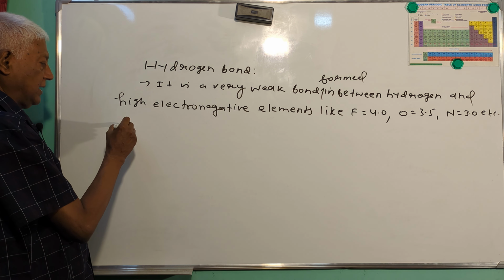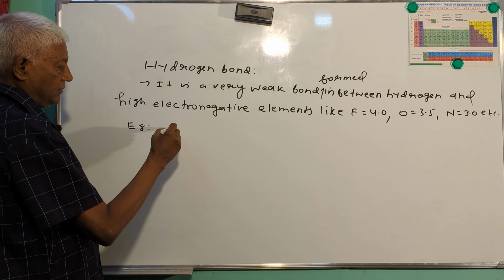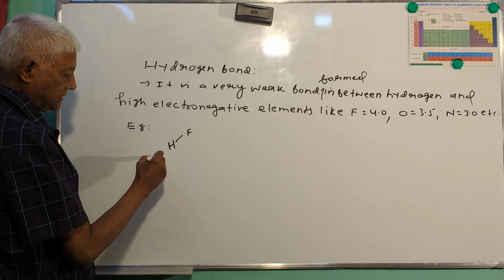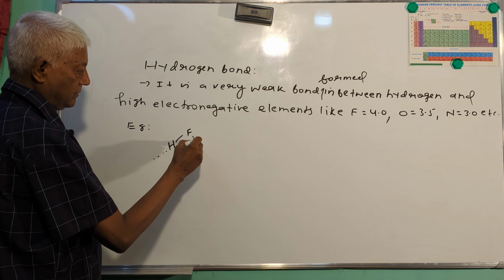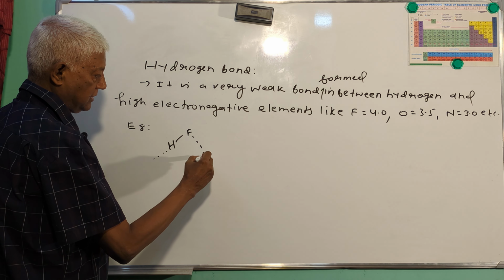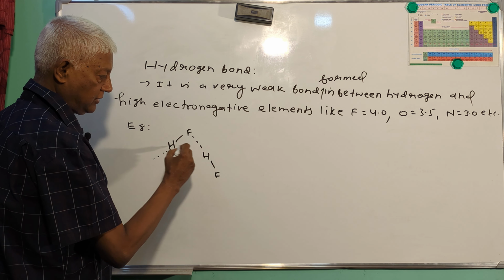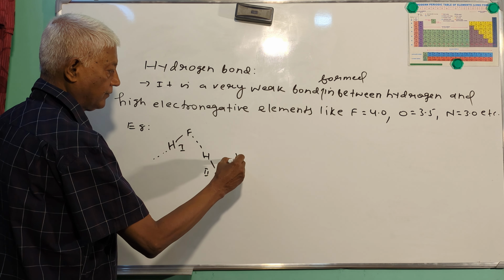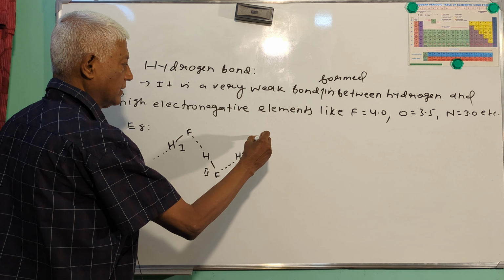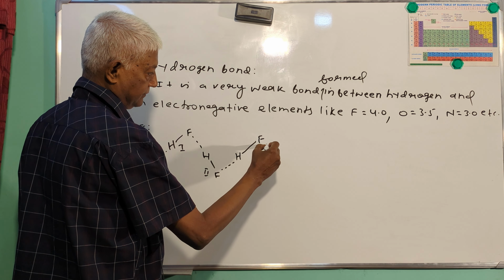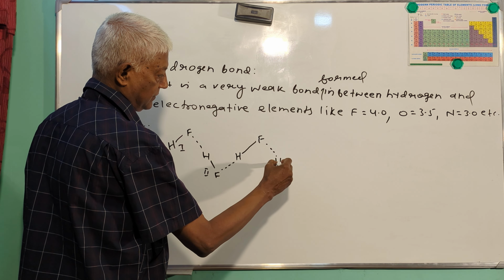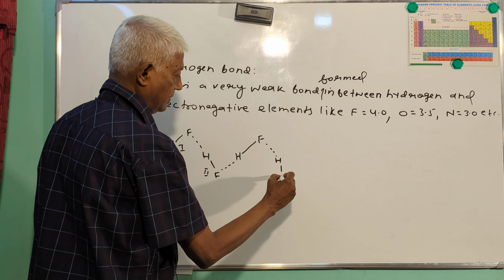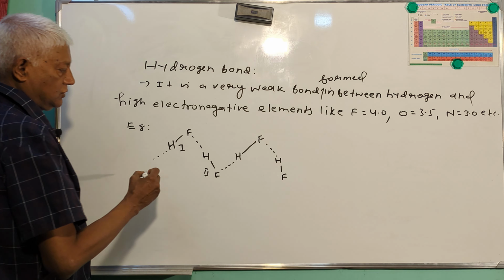So we see an example like this. H of hydrofluoric acid, H of hydrogen for one molecule, that is the second molecule, H, F. So what we say, H, and F. So why?